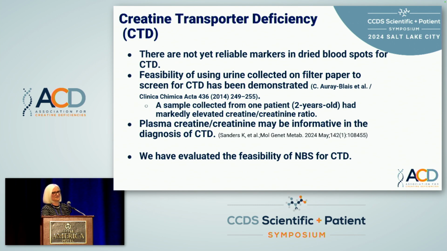So they only demonstrated that if the urine is collected on filter paper, it can give you the same results as the liquid sample. Now, recently, last month, there was a paper that came out and basically said the plasma creatine ratio may be informative in the diagnosis of CTD. This was published by the group at Mayo, led by Dr. Hall. They looked at the creatinine value in these patients, and they found that the creatinine was especially low in patients with creatine transporter deficiency.